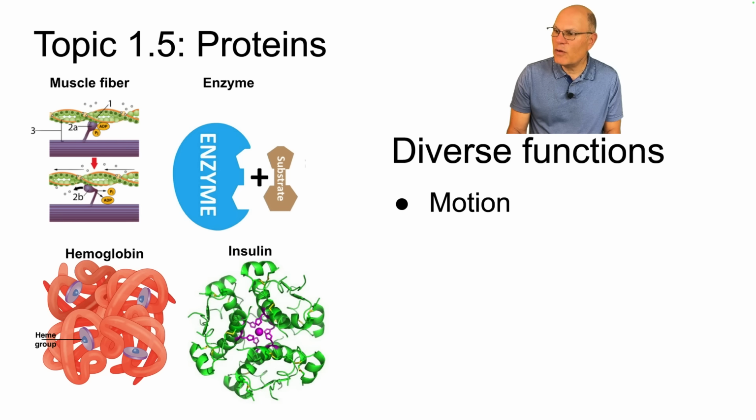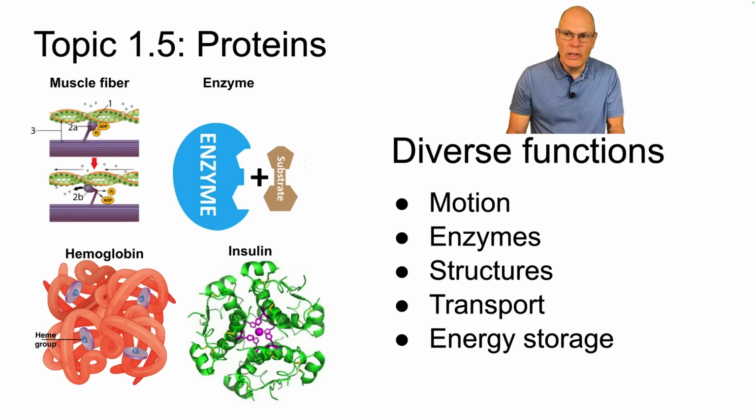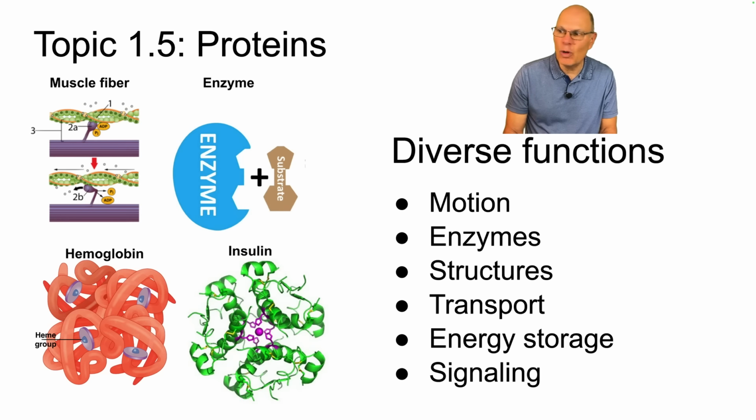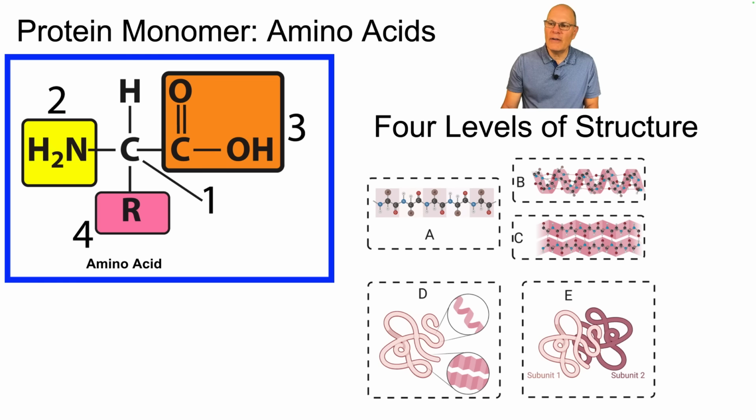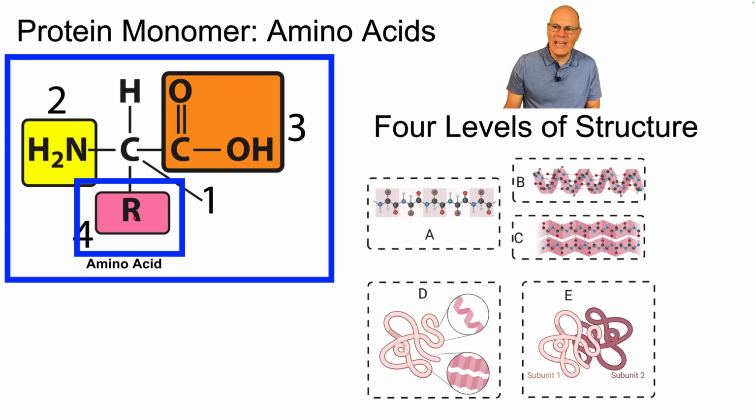Proteins have diverse functions. That includes motion, as in muscle tissue, enzymes. Proteins also build structures. They're used for transport. They're used for energy storage and for signaling. Proteins are composed of amino acids. That's their monomer. They have an amino group, a carboxyl group, and most importantly, they have an R group, a side chain that can vary in chemistry.